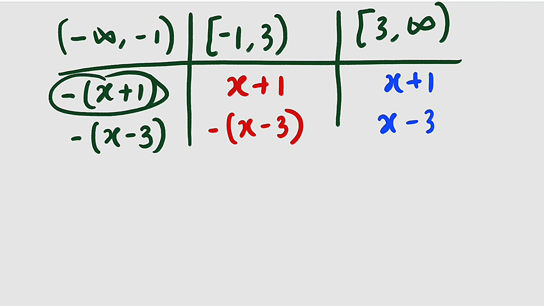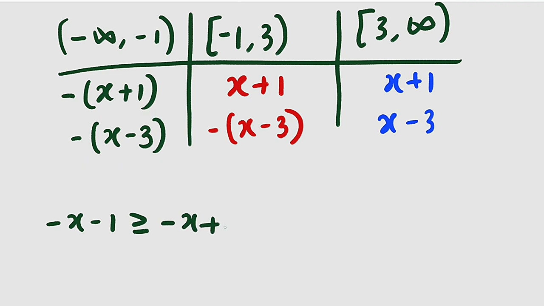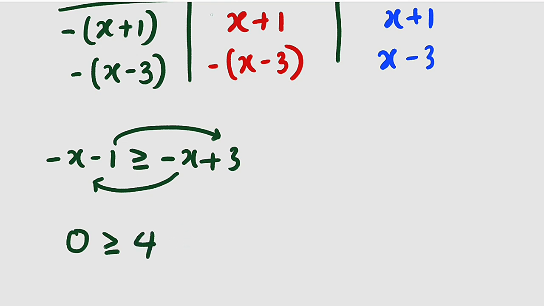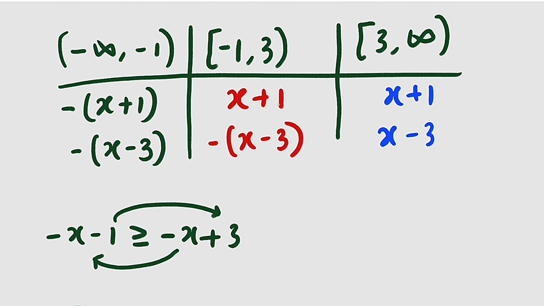I would like to distribute this first. Negative times x is negative x. 1 times -1 is -1. So we have -x - 1 greater or equal to this one. Let's expand. We have -x, then + 3. Taking this one backward, it becomes positive, and -x + x will be 0, right? So we have 0 greater or equal to, take this one to the other side, it becomes positive, 3 + 1 is 4, and this statement is not true, right? This is false.